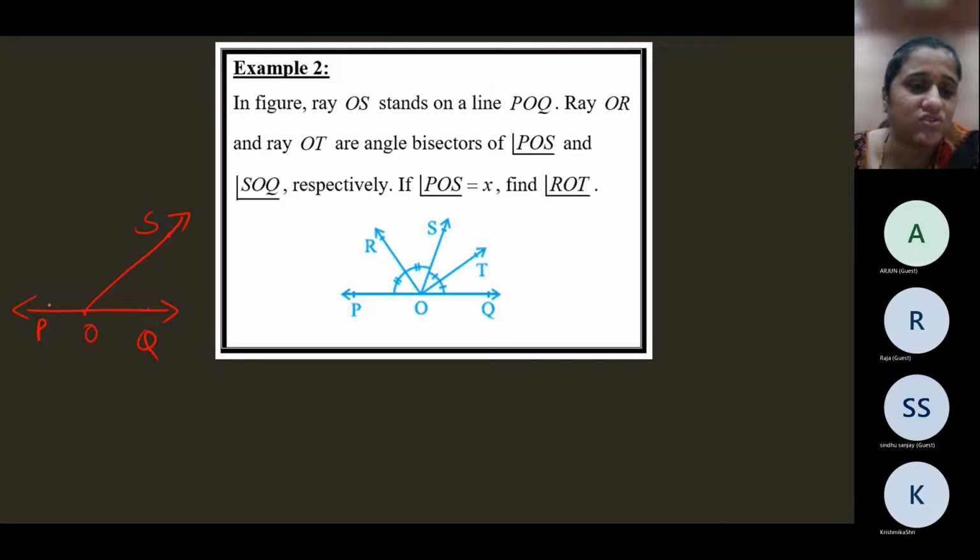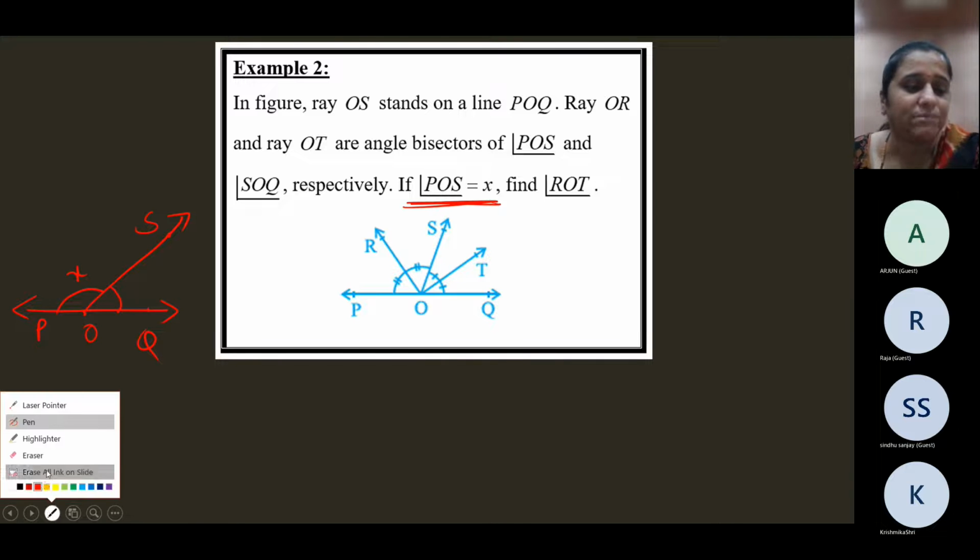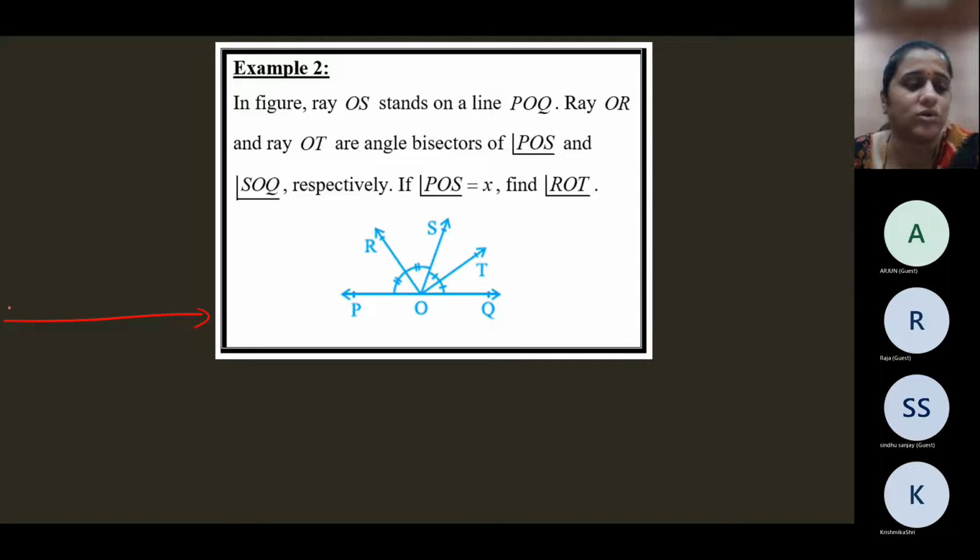Now this is given as X, children. Angle POS is given as X. So how much is this one? 180 minus X, correct? Yes, ma'am. Why? Let me come again. I said POQ is a straight line. Ray OS stands on the straight line POQ. It is given that angle POS is X.